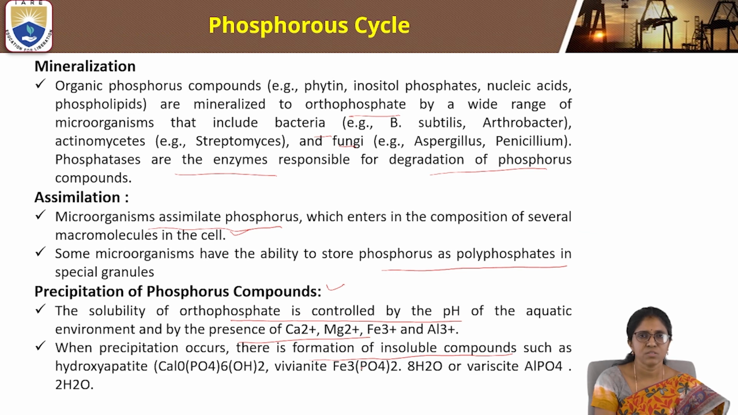So when precipitation occurs, we will get insoluble compounds like hydroxyapatite, vivianite and variscite. These compounds are precipitated. This is about the precipitation of phosphorus compounds. The solubility of orthophosphate is controlled by the pH of the environment and by the presence of calcium plus 2, magnesium plus 2, Fe plus 3 and aluminum plus 3. If the water contains these ions, this will form many insoluble compounds.